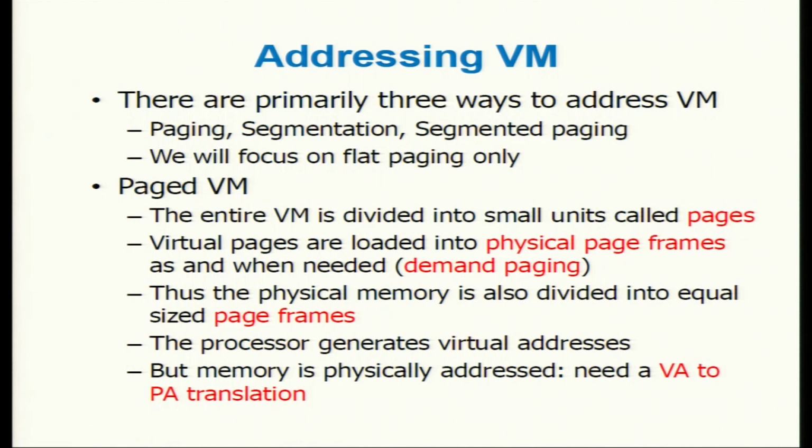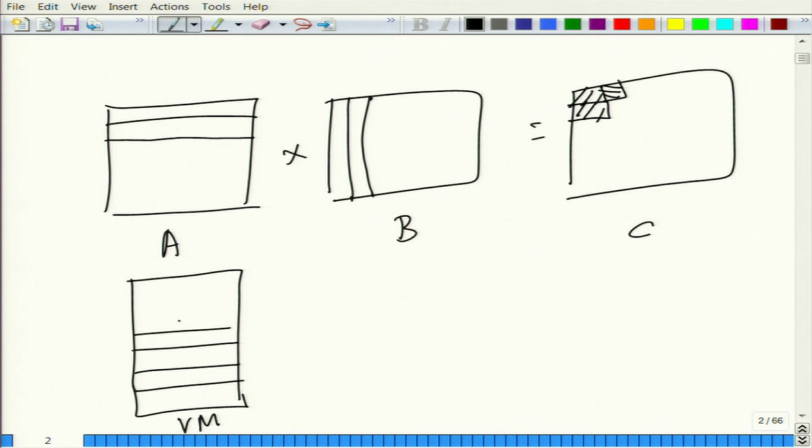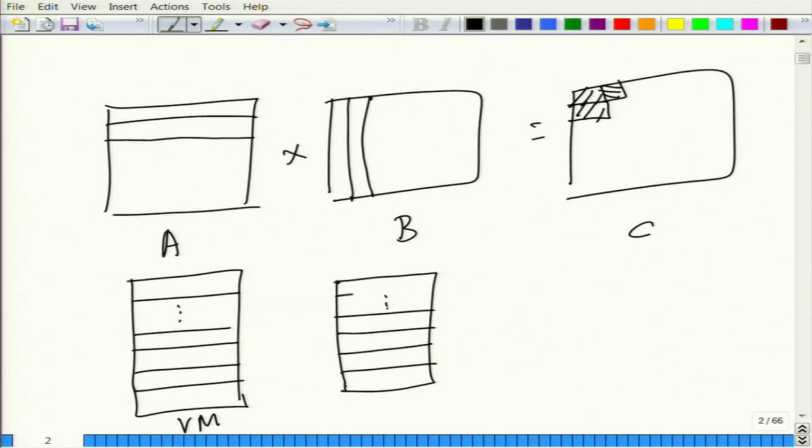And the processor generates the virtual addresses, but the memory is physically addressed, so you need a virtual to physical address translation. So this is what it looks like. If I have, let's say, this is my virtual memory, I divide it into pages. And the physical memory may be smaller or larger. It has no relationship with the virtual memory size. Let's say we have a smaller physical memory. I'll divide that into the same equal number of parts. Okay. That's the physical memory.